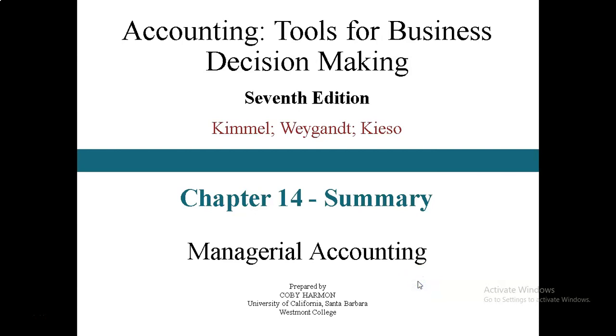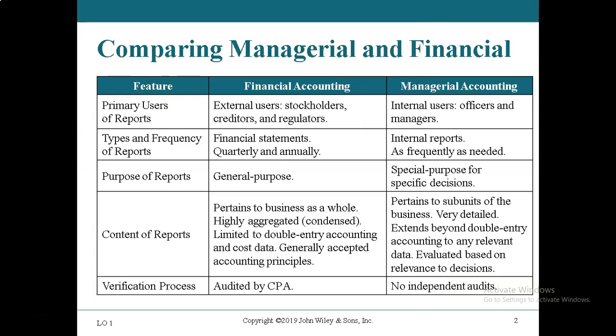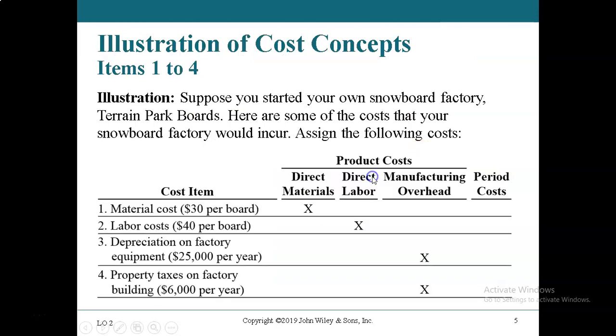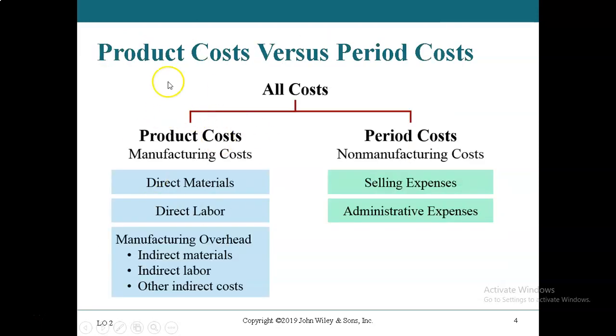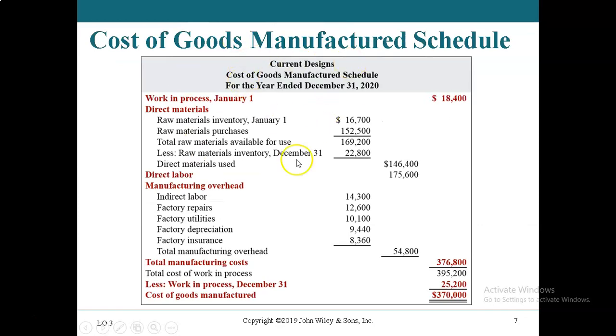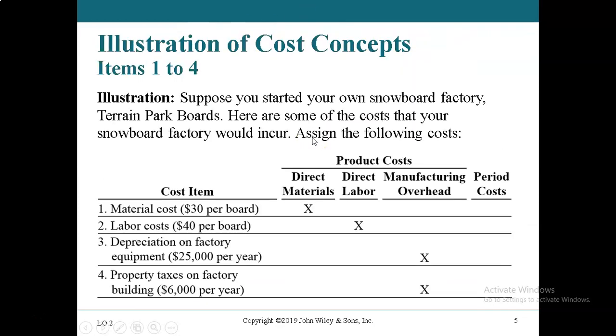Chapter 14, Managerial Accounting. In this chapter, we'll talk about the difference between financial and managerial accounting. We'll also talk about the difference between product cost and period cost. And we'll talk about how you can take product costs and combine them together to make a cost of goods manufactured schedule.